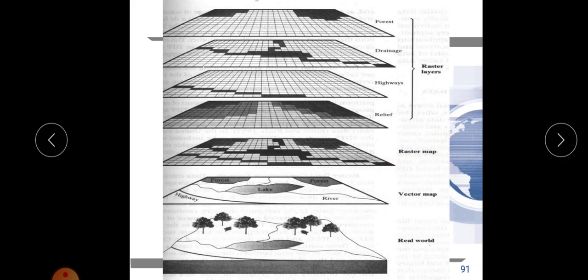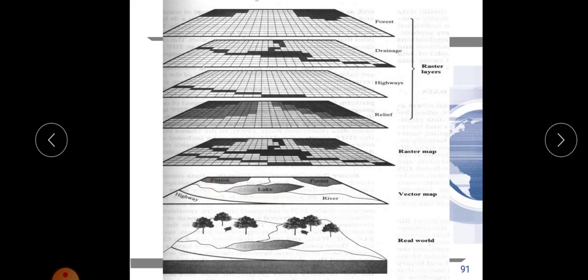So this is the real world area which is to be analyzed. So this area is analyzed using a vector map and also using a raster map. This is the raster map of this area, and this is the vector map of this area. Here there is a lake, there is a road network, and these are forest. In the case of the vector map, we are representing the river using polygons, and the lake also using polygons, and for representing the highway we are using lines, like that.